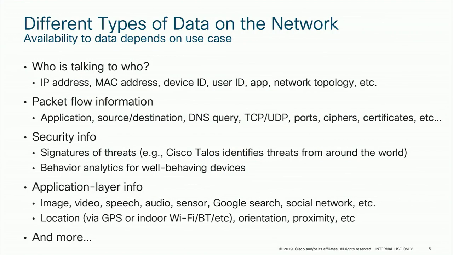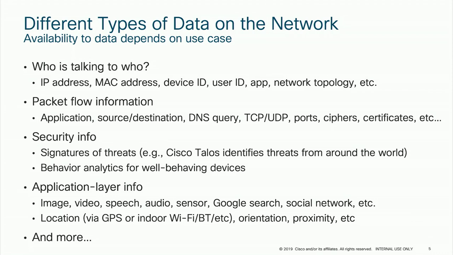Here's an example of some of the different types of data you may have. And the availability of the data really depends on what use case you're trying to solve. First of all, who is talking to who? IP address, MAC address, user ID, device ID, so forth. Packet flow information. What application is there? Source and destination address, domain queries, so forth. What ciphers are used? Security info. For instance, there are a variety of threats out there. Fortunately, we have a lot of signatures of all the threats we have seen before, and we can use that to help identify threats and then stop them.